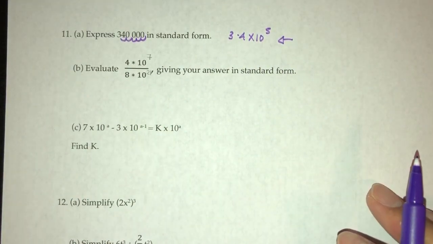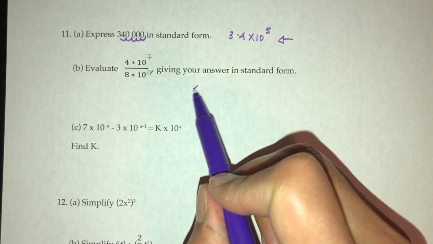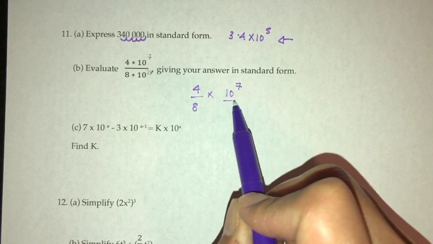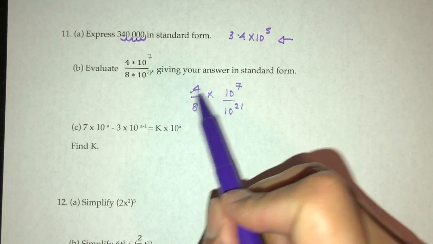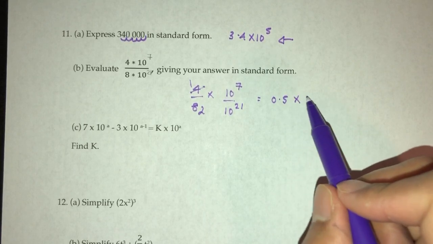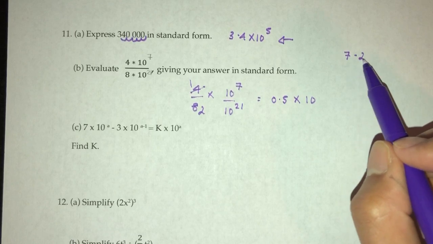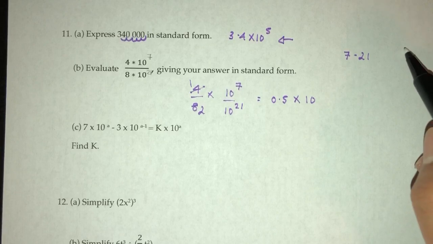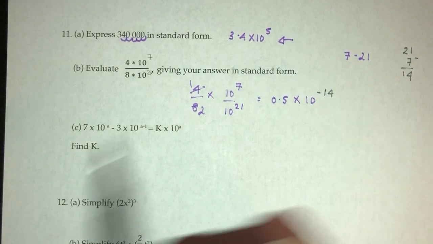Now here we have this. We have to simplify to see what we can do. So we have 4 over 8 times 10 power 7 over 10 power 21. So simplify one by one. So here you have 1 over 2. That will be 0.5 times 10 power. So when we divide, we have to subtract. So 7 minus 21. I'm not good at doing reverse minus, so I like to do 21 minus 7. That should be 14. So it will be minus 14.